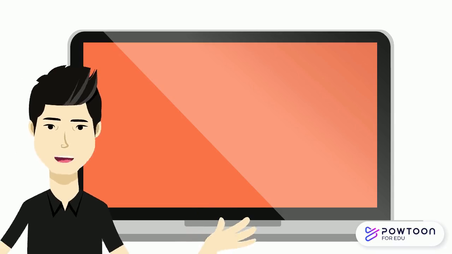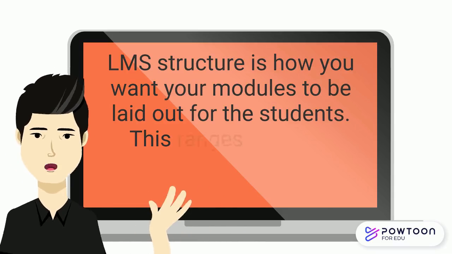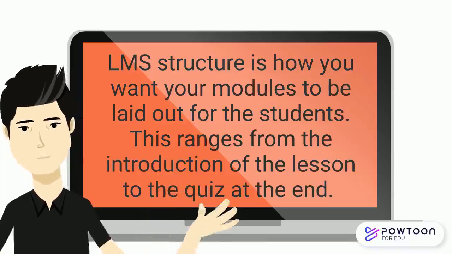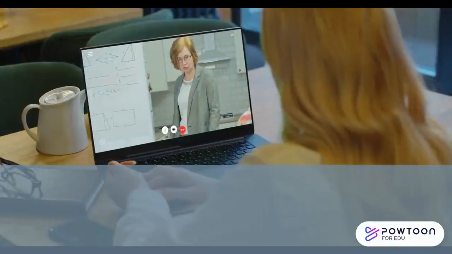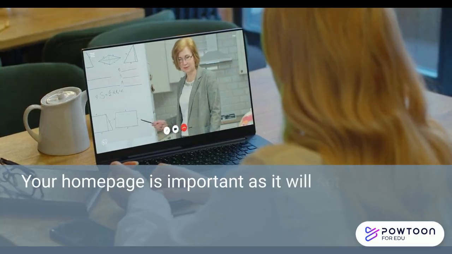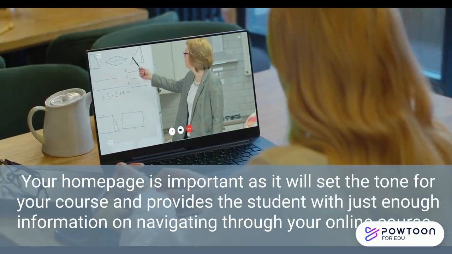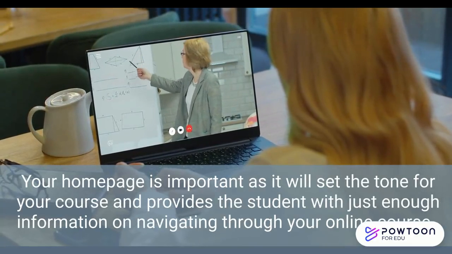LMS structure is how you want your modules to be laid out for the students. This ranges from the introduction of the lesson to the quiz at the end. Your homepage is important as it will set the tone for your course and provides the student with just enough information on navigating through your online course.